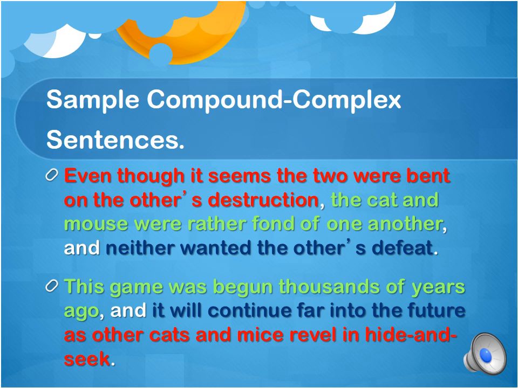In our last example, we're kind of reversing the order. We're starting with our independent clause, and then we're adding our dependent clause on the end. So: as this game was begun thousands of years ago, comma, and our conjunction, it will continue far into the future as other cats and mice revel in hide and seek. So here we have our dependent clause at the very end.